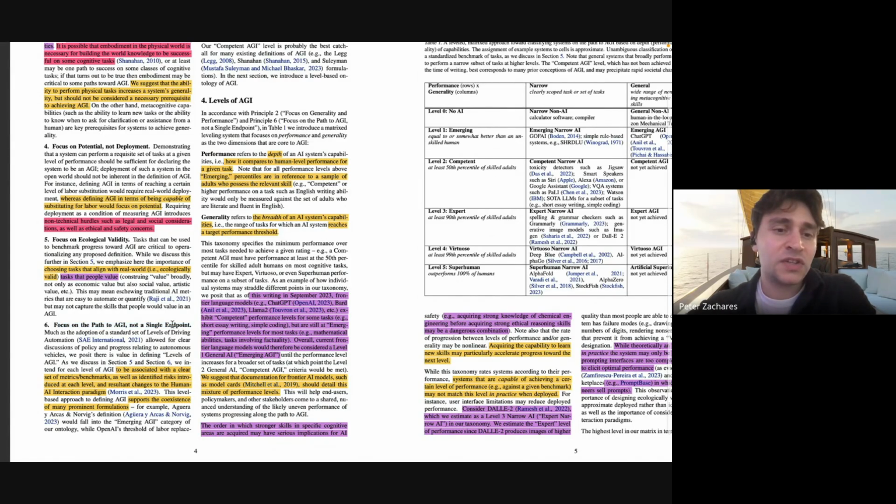Okay, so I guess what they're saying for the last one is focus on a path to AGI, not a single endpoint. This is the idea that when we're thinking about measuring intelligence, we should think about it in terms of developing superintelligence instead of a specific goal. So we should think of it as a progression as we're defining intelligence, instead of thinking there's some end goal that we're trying to achieve, with all benchmarks being with respect to a specific end goal.